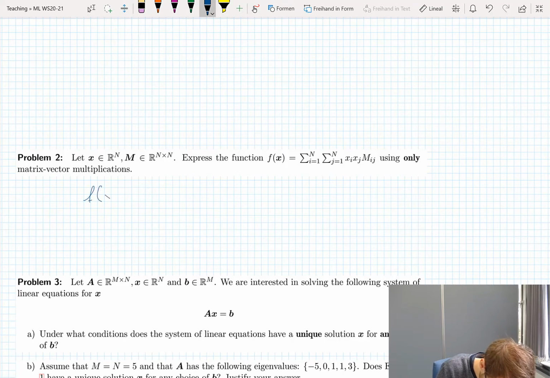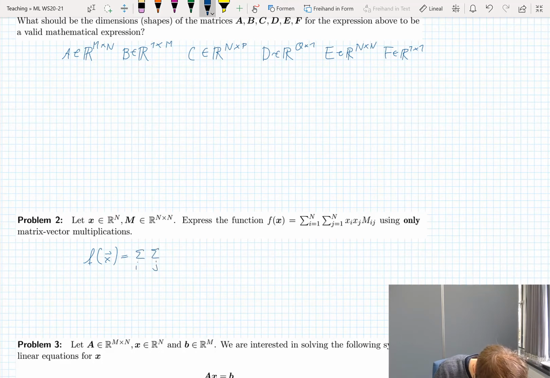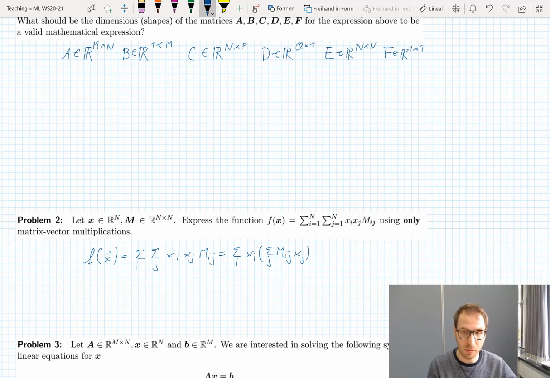Okay, so we have f of x. I'll do these arrows from now on, because it makes it easier to read. Okay, so we have sum over i, sum over j. I'll leave out the limits because it's not really necessary. x_i, x_j, m_ij. Okay, so we can rewrite this. We can pull out the x_i because the right-hand sum doesn't depend on it. And then we can say, okay, this is the sum m_ij, x_j. Because those are scalars, we can swap them around.